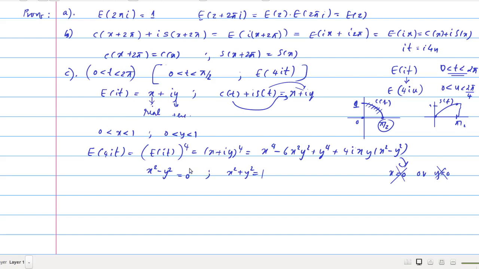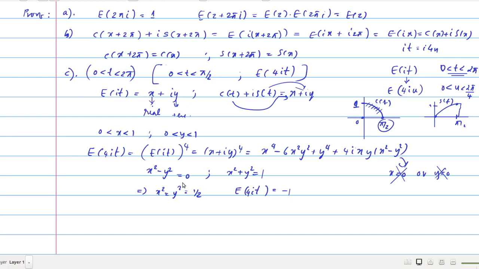Previous discussion. So from these two statements we can get x square equal to y square is equal to half, and hence by solving this you can get E of iπ/4 is equal to minus 1.